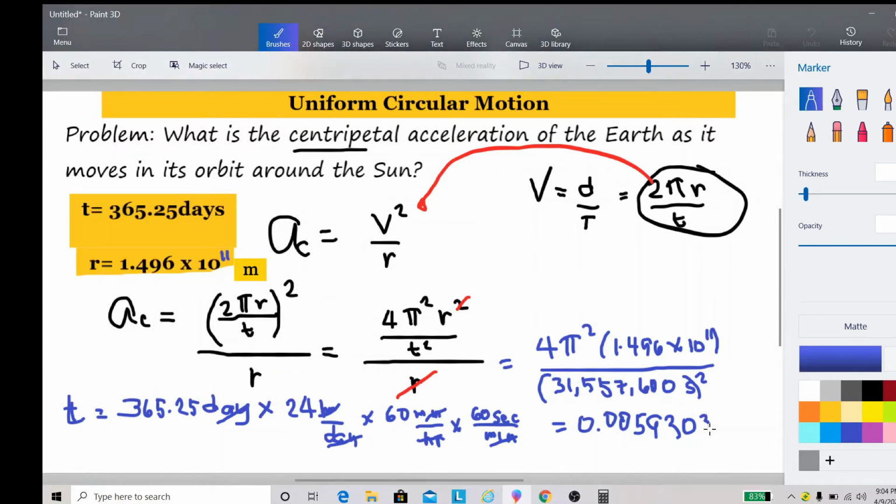593039. Meter per second squared. That will be squared. So 1, 2, 3, 5.93 times 10, so that is equivalent to 5.93 times 10 to the negative 3. Okay, so that will be it. This is our answer to this question.